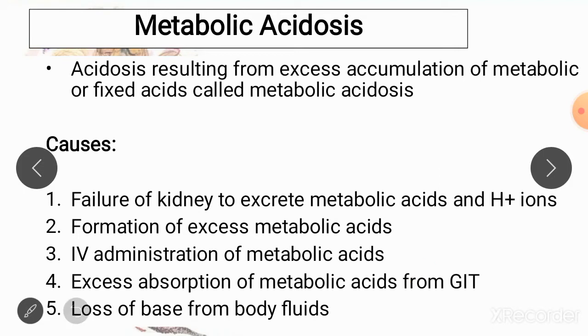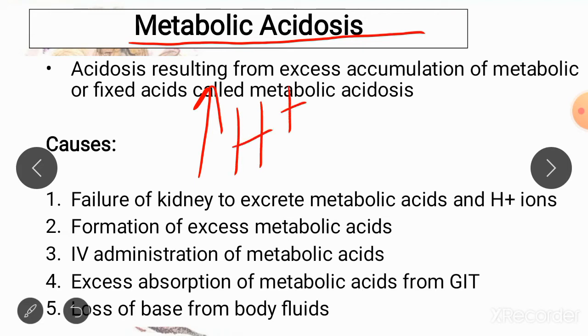Another important cause is loss of base from the body. If you start losing bases, bicarb ions, from your body, this is also going to disturb the balance, and your hydrogen ions are going to be in greater concentration as compared to the bicarb ions. So when are you going to label the condition metabolic acidosis? Whenever there are increased hydrogen ions, or when there are decreased bicarb ions.